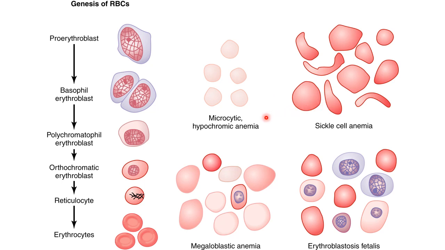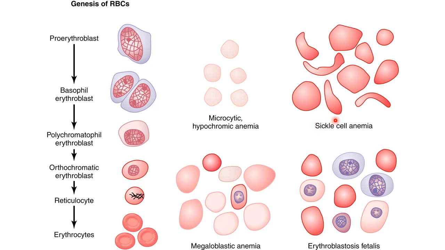So, for example, if you have the disease microcytic hypochromic anemia, that would mean that the red blood cells are small-celled, hypochromic, decreased coloration. So the red blood cells are small and they are pale. So that is your microcytic hypochromic anemia.